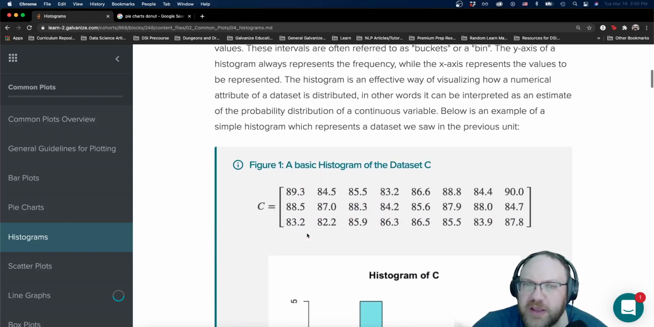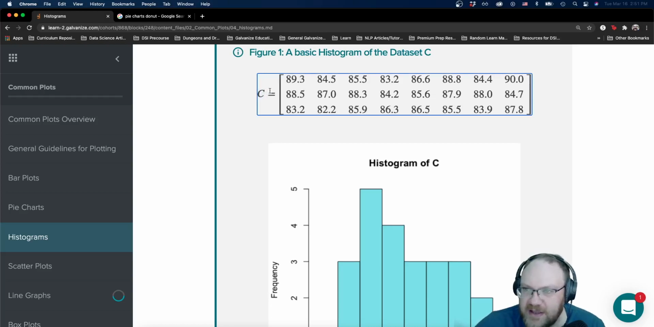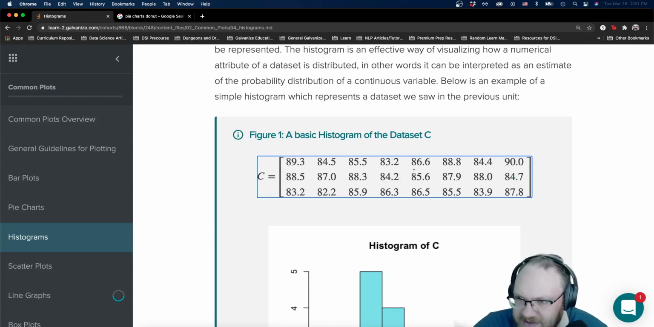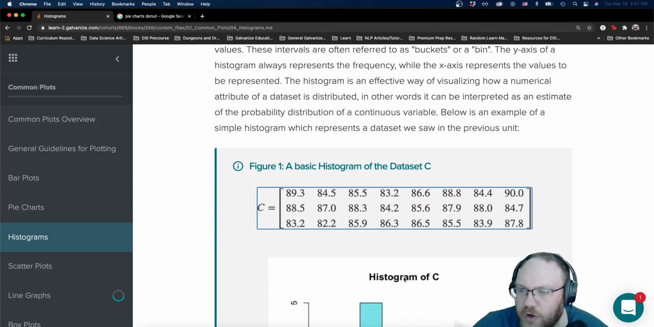So if we look at this data set, we've just got this data set C. I can't remember if this is a real data set or if it's something that I made up. But we're going to have a histogram for it.